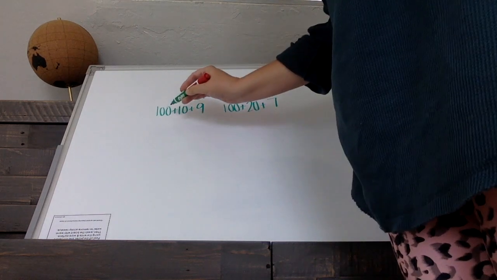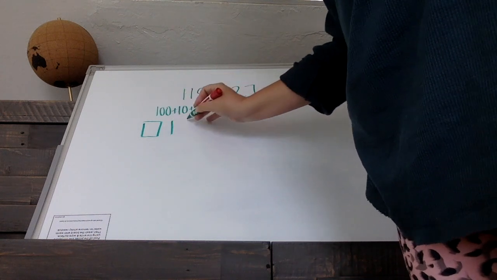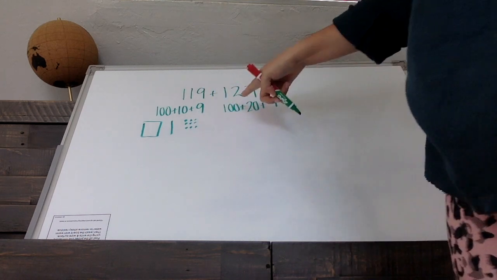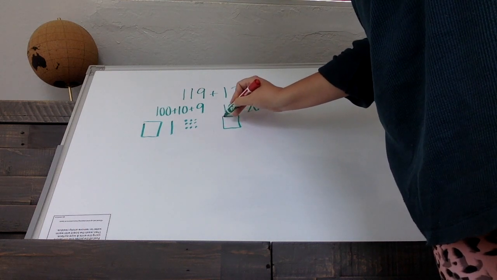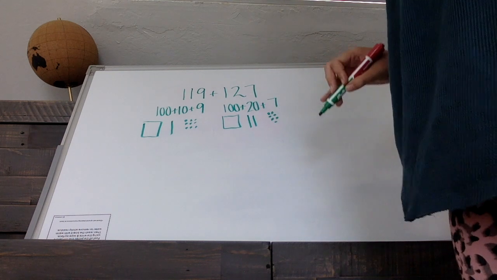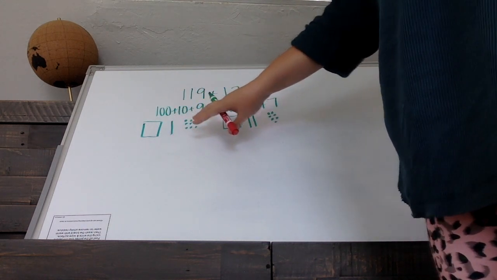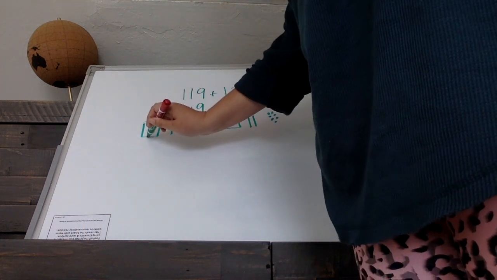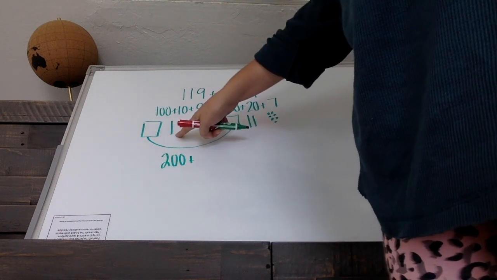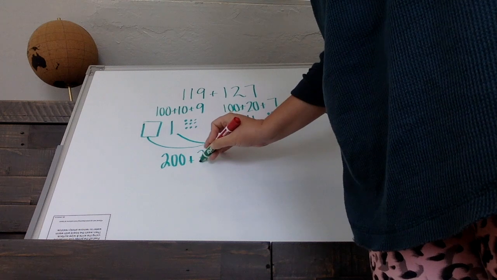Okay, so the first thing that I'm going to do is draw my 100 and my 10 and my 9 ones. And then I'm going to draw over here my 100, my 20, and my 7 ones. Okay, so I can add my hundreds first. I'm going to start with the hundreds. So I know 100 plus 100 is 200. And I know 10 plus 20 is 30, 3 tens.